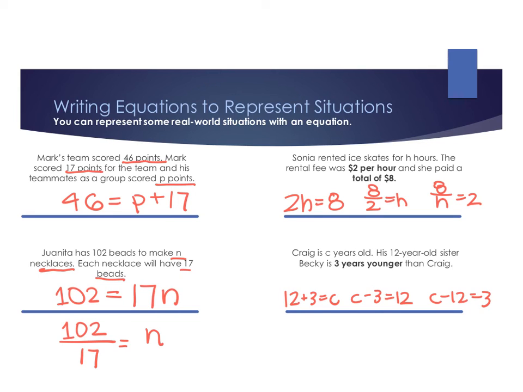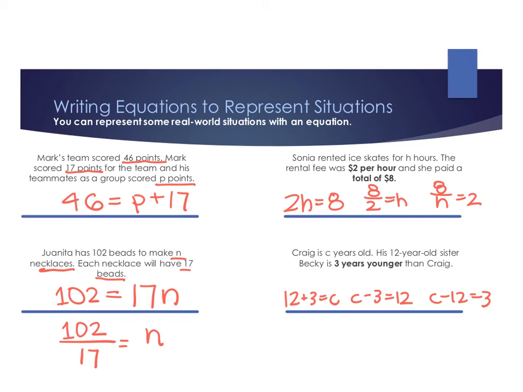So since they told me she paid a total of $8, I wrote that on one side, and I knew that she paid $2 for every hour. So for 1 hour, she paid $2. For 2 hours, she paid $4, and so on and so forth. So I know that's multiplication. So I wrote 2h equals 8.